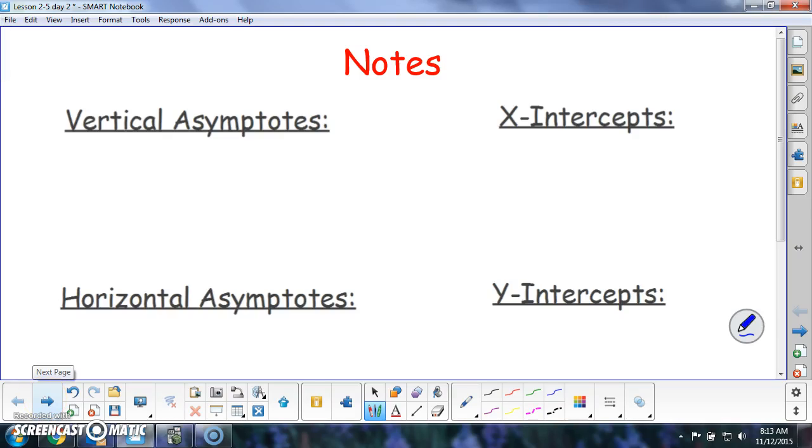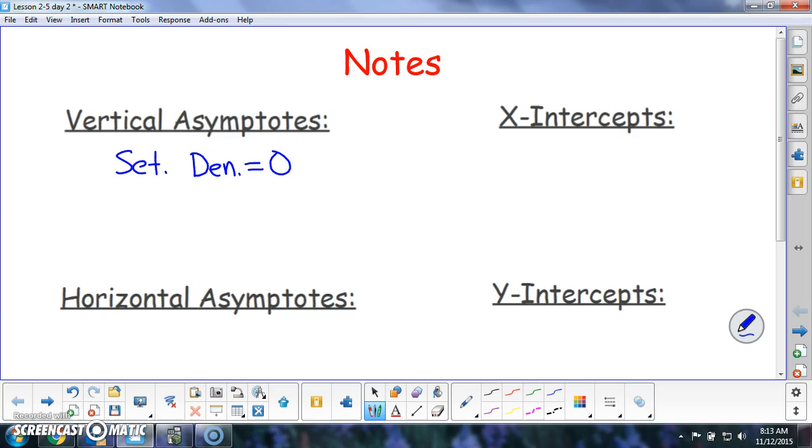Part 2 of Lesson 5, Chapter 2 is again on rational functions, and here are some notes for you to take down. If you can take out a piece of paper, these will help you understand the different parts of rational functions. First of all, anytime you're asked to find vertical asymptotes, set the denominator equal to 0. Vertical asymptotes, set the denominator equal to 0.